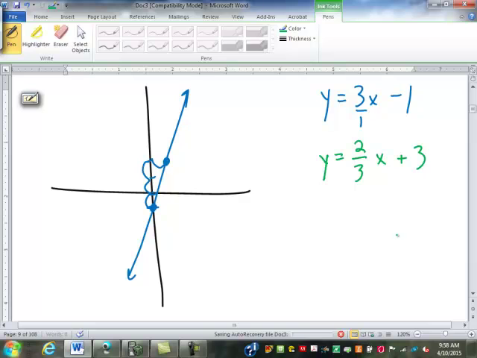So for this one, where am I going to start? Positive 3. So from the center I go up 1, 2, 3. That's my starting point. From there, rise 2, run 3. So there's my second point. My line goes through those 2 points.